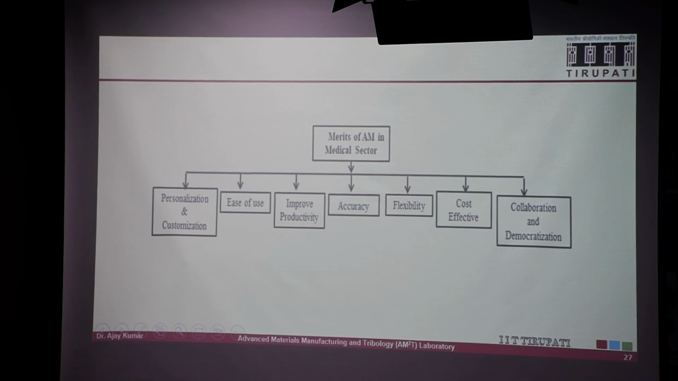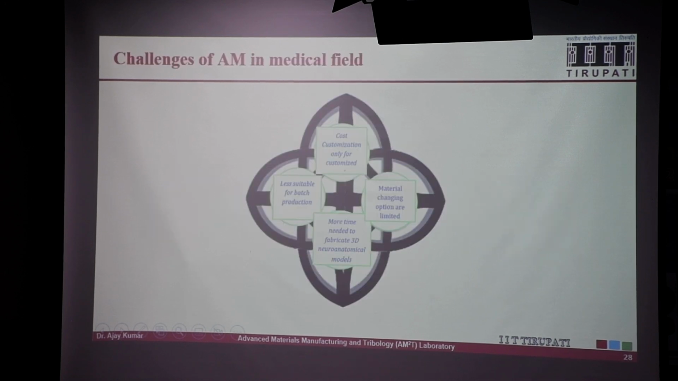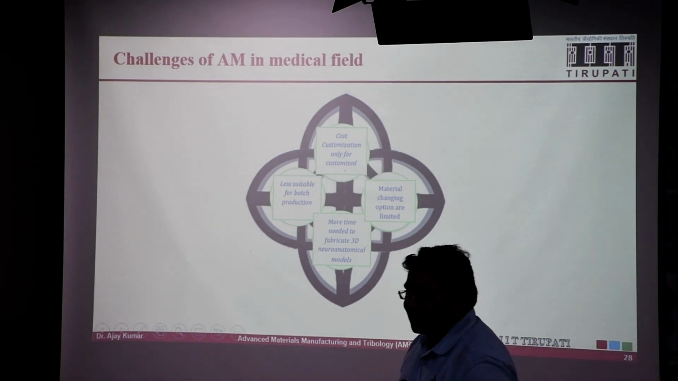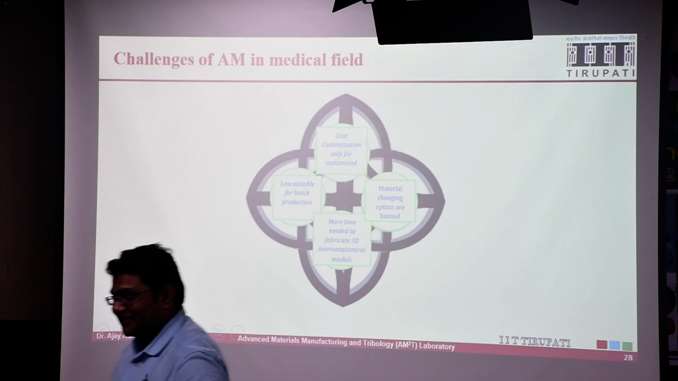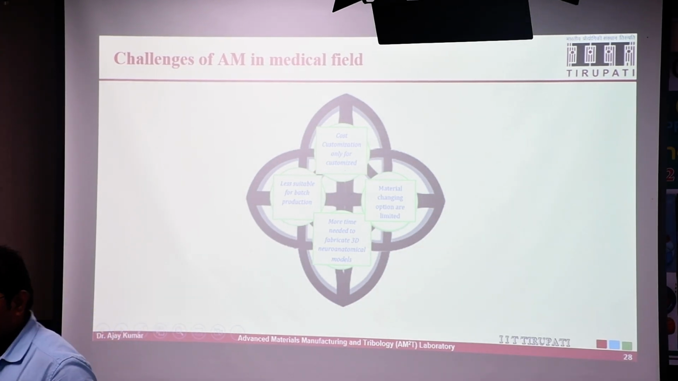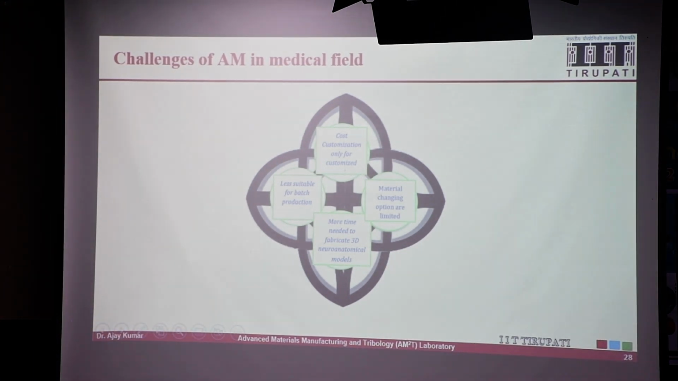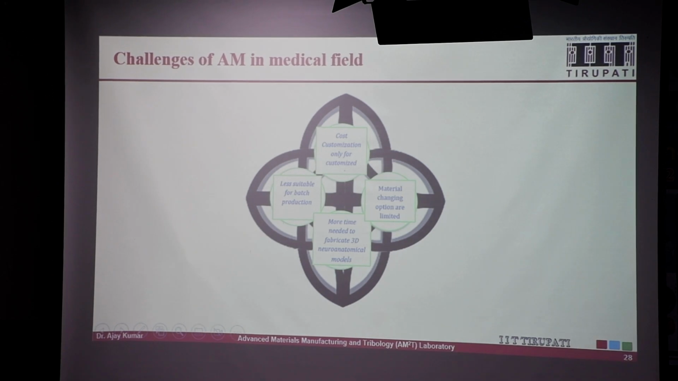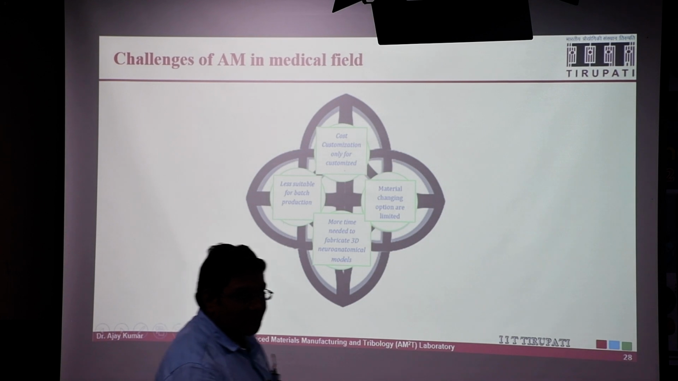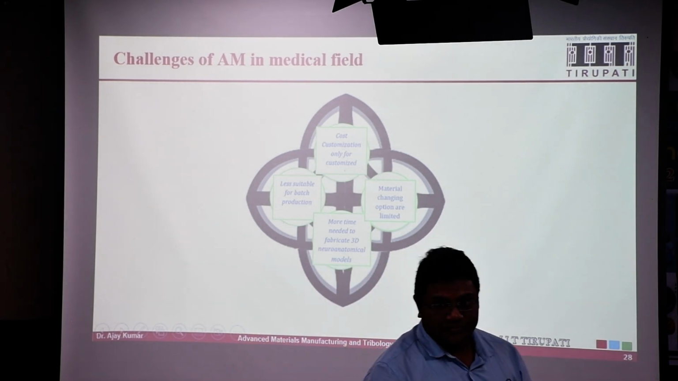Okay? Got it? So now the challenges in this field are cost, customization, and being less suitable for batch production. Suppose you make one component, and then you have to make hundreds of those components, not only one. So sometimes you may end up with some rejection. How many rejections will there be? Suppose you produce 100 components using 3D printing, how many rejected or defective pieces you may get? That also you don't know, right?